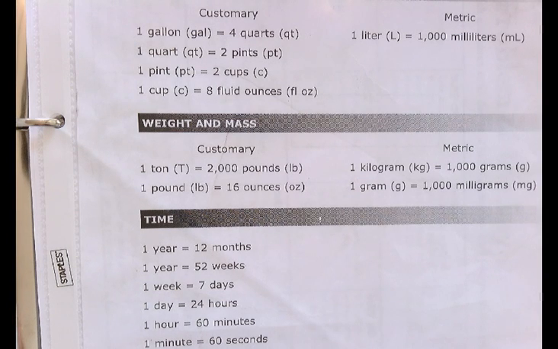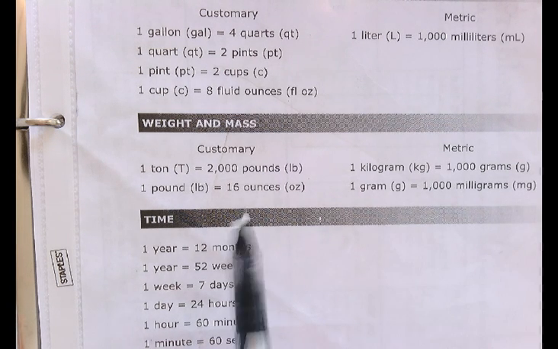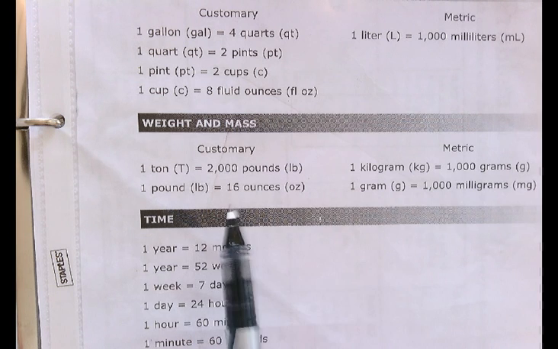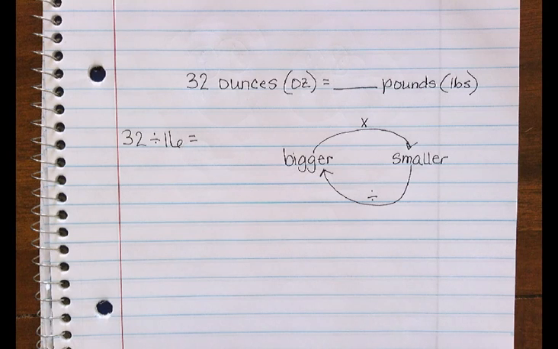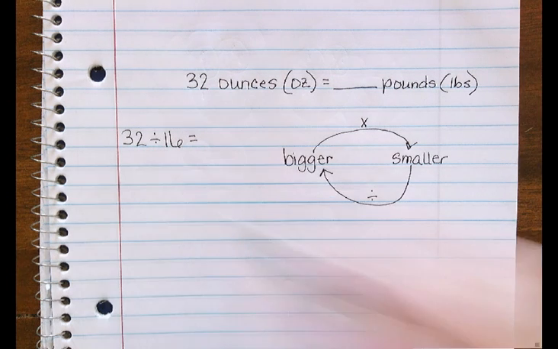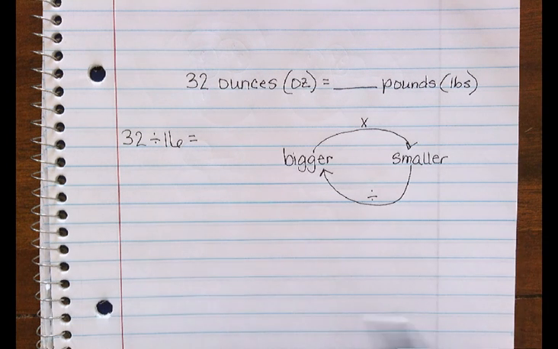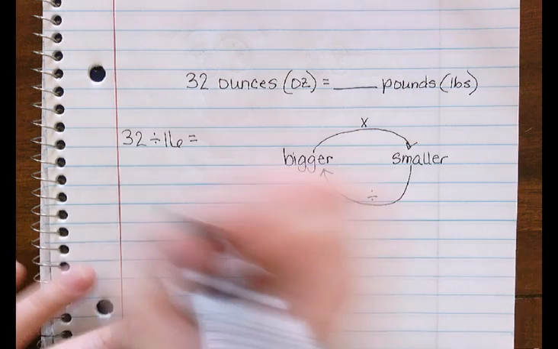Well, I think customary weight and mass is a little bit harder to remember, so I'm going to use my star chart. And I have it here, and it says there are 16 ounces in a pound, so I'm going to be dividing by 16. Dividing by 16 is kind of hard, so I'm going to do either repeated addition, the inverse, and figure out how many times 16 goes into it, or I may try subtracting 16 from 32 to see how many 16s I can get out of this.